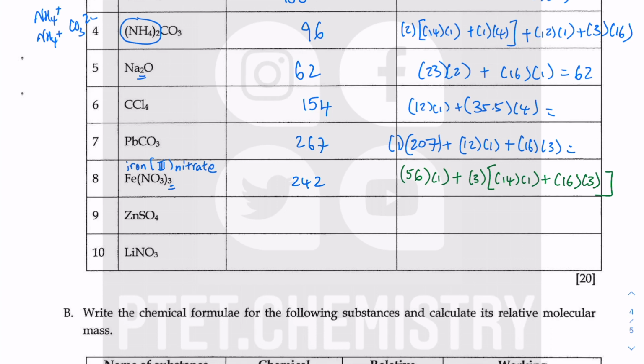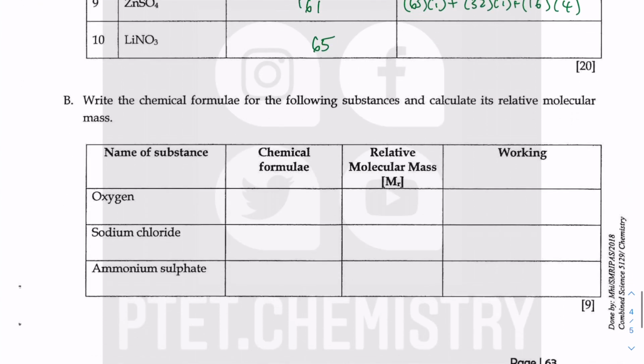Okay, zinc sulfate: zinc has a mass of 65, multiply by 1, plus 32 times 1, plus 16 times 4. And I get 161. Lithium nitrate: lithium is 3 times 1 plus 14 times 1 plus 16 times 3. I get 65. Did I do that correctly? Let me just double check. Yep, 65 there.